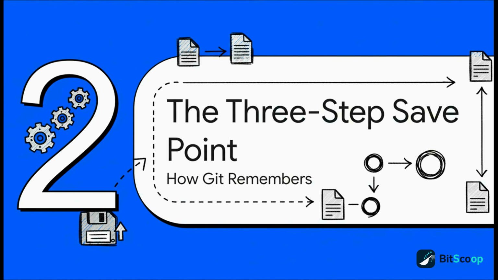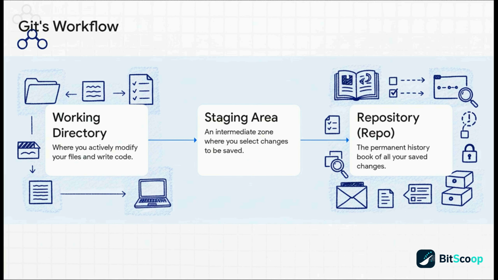Okay, so how does Git actually create one of these save points? It's not just a simple file save. It actually uses this really cool 3-step process that gives developers a ton of control. These 3 steps happen in 3 different areas, you could say. You've got your working directory, the staging area, and the repository. Let's see how they all work together.